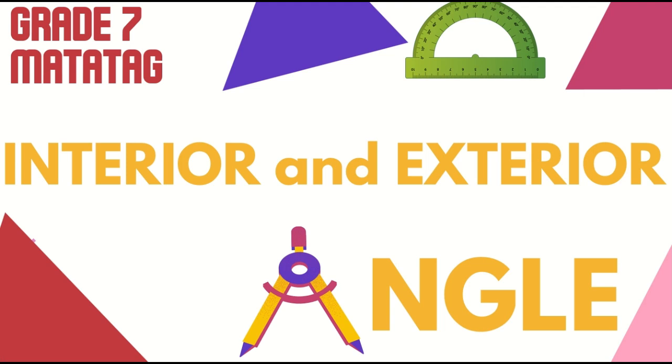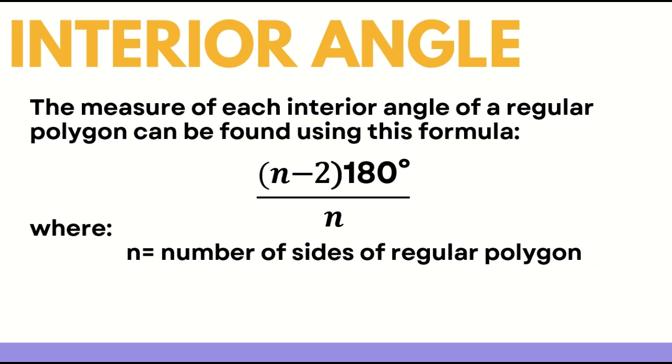Hello everyone, so ang pag-aaral natin ngayon is about interior and exterior angle of a regular polygon. So how can we find the measure of each interior angle of a regular polygon? By using this formula: the quantity of n minus 2 times 180 degrees all over n, where n is equal to the number of sides of a regular polygon.